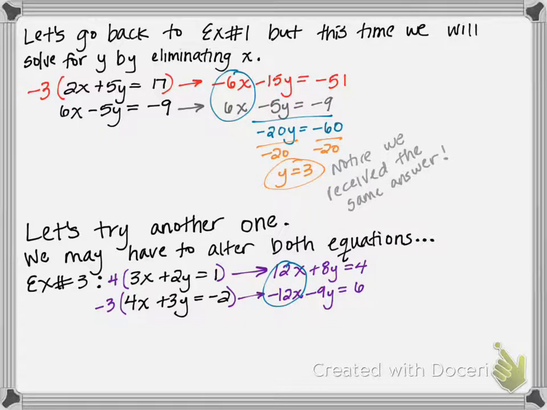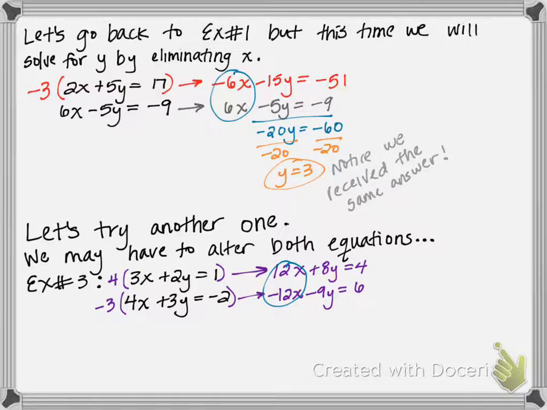So remember, when you multiply, you'll have to multiply the entire equation. So in the top one, 4 times 3x made 12x. 4 times 2y made 8y. And 4 times 1 made 4. In the bottom equation, negative 3 times 4x made negative 12x. Negative 3 times 3y made negative 9y. And negative 3 times negative 2 made a positive 6. Now that we've created our goal, the x variable could be eliminated and we can solve for y.